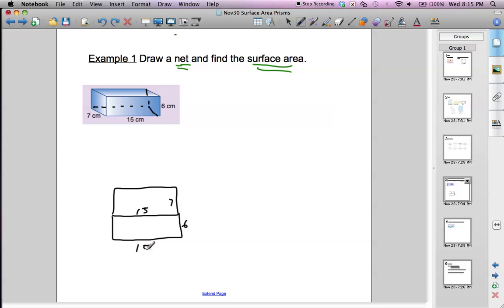On the side we've got a 6 by 7 rectangle, another 6 by 7 rectangle on the other side. So we've got those two little rectangles over there. In the back we've got a 6 by 15 rectangle. And on the top here, we're going to have a 7 by 15 rectangle.